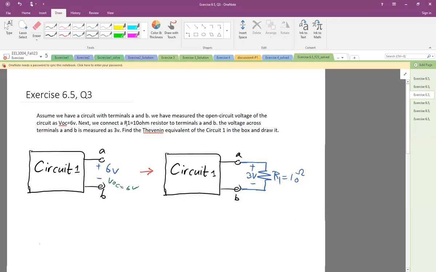Next, we connect a resistor R1, 10 ohm, to this terminal, and the voltage across that is measured as 3 volts. Okay, so now the problem wants us to find the Thevenin equivalent.